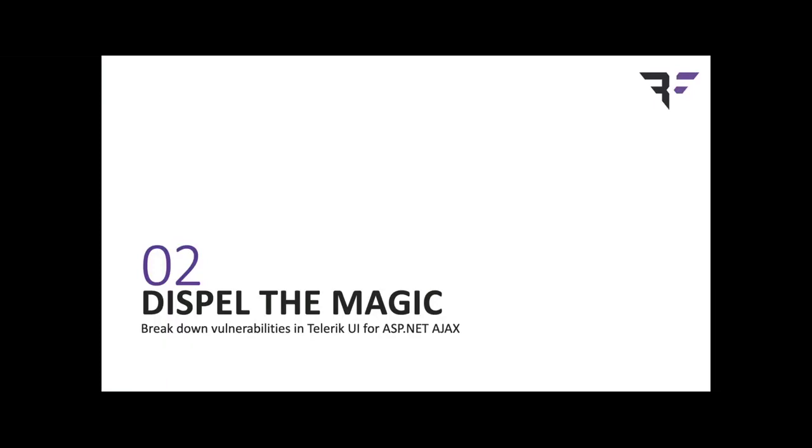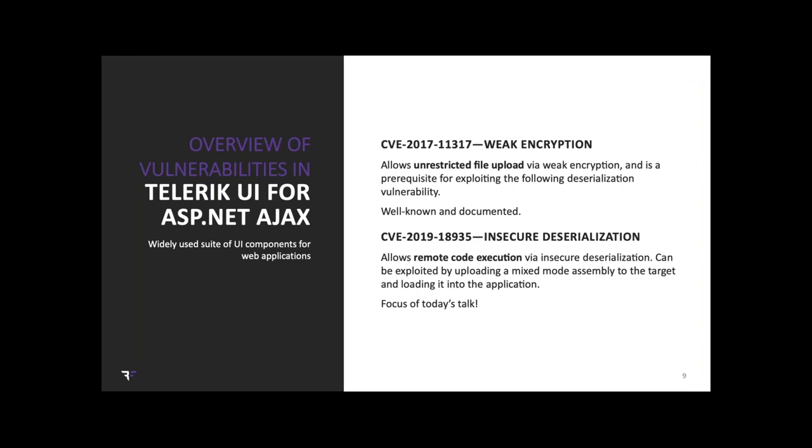Cool. I showed you a magic trick. Let's see what's happening in that demo behind the scenes. There are two vulnerabilities at play here in Telerik UI for ASP.NET AJAX. The first one is an unrestricted file upload vulnerability that we get via weak encryption.